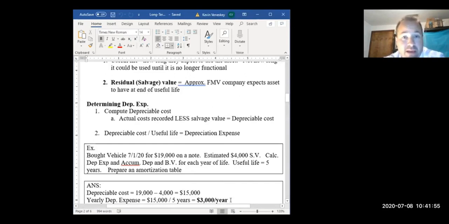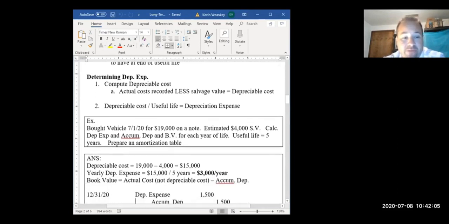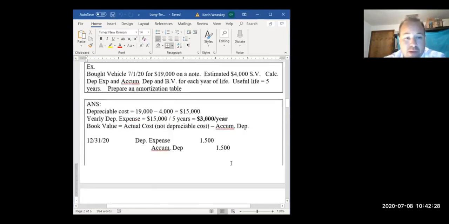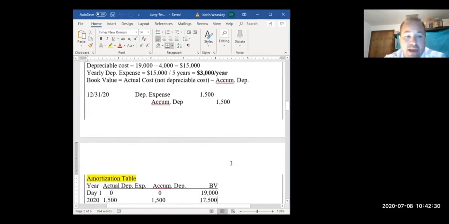And that would be great if I had it for a whole year, year one. But I don't. I bought it in July, halfway through the year. So if I only have it for half of a year, I'm only going to depreciate it for half the full year amount. If I would have only had it for 2 months, then I would have taken 2 divided by 12 and then taken that times 3,000. It just depends on how long I have it over that year. This is what it is for an entire 12 months. And then I would start my amortization table.